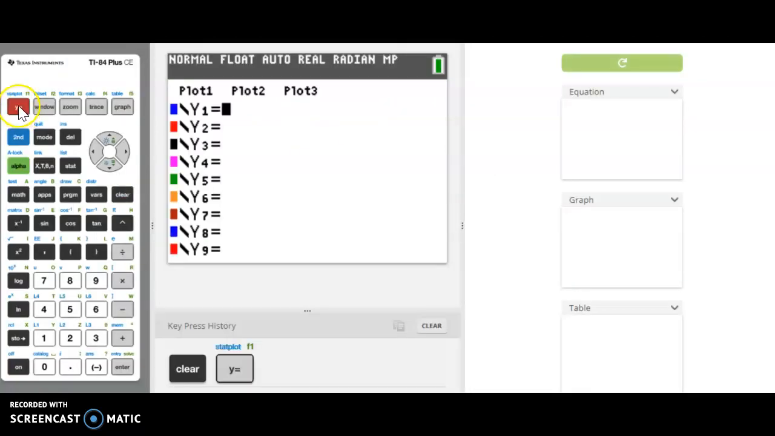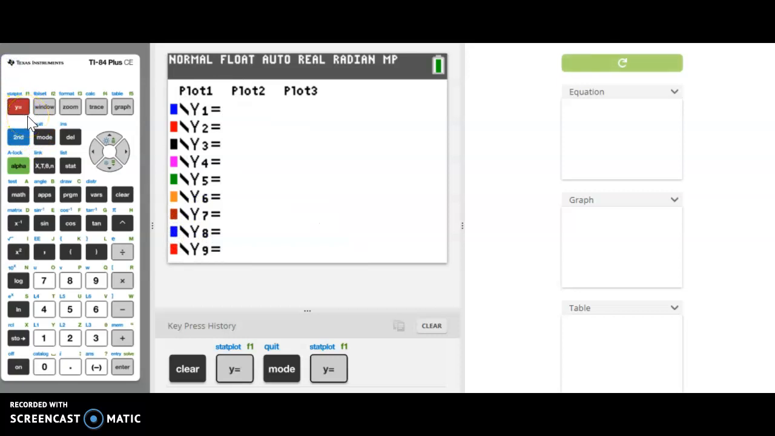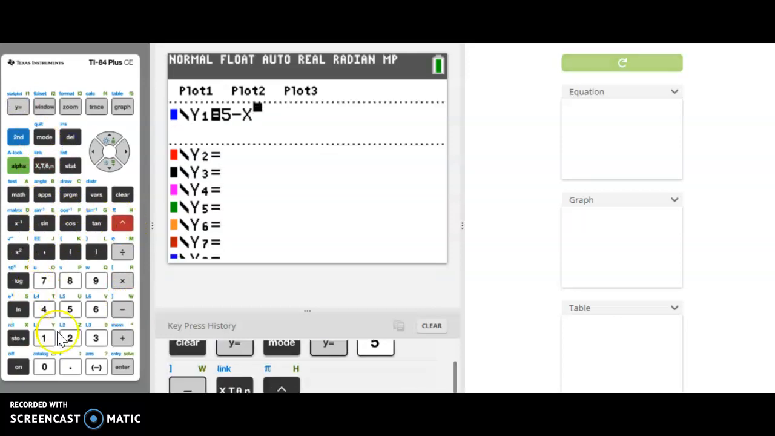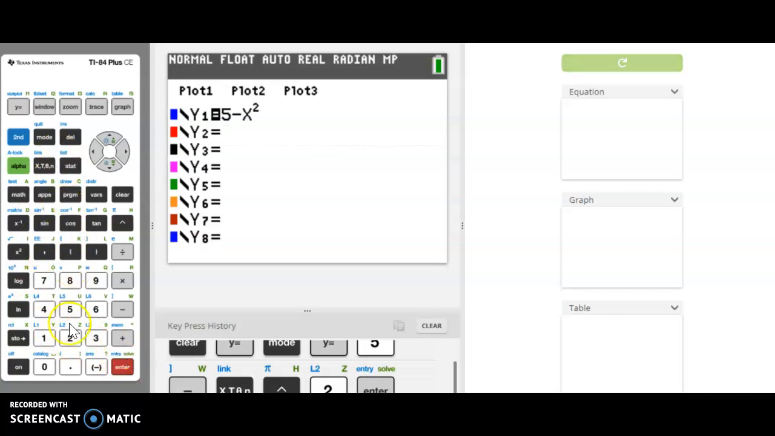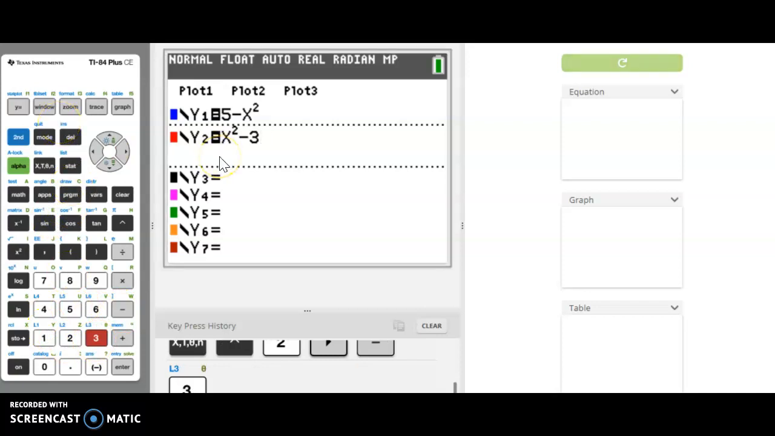To do that, I'm going to go to the y equals screen. One thing you should always check if you're doing the AP curriculum is make sure that you are in radian mode right there, not in degree. I'm going to type 5 minus x squared, and then x squared minus 3. So the first thing I'm going to do is do a zoom 6.